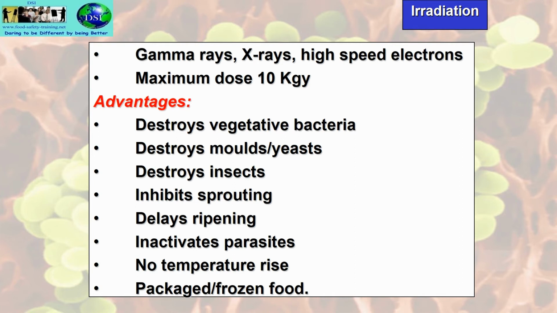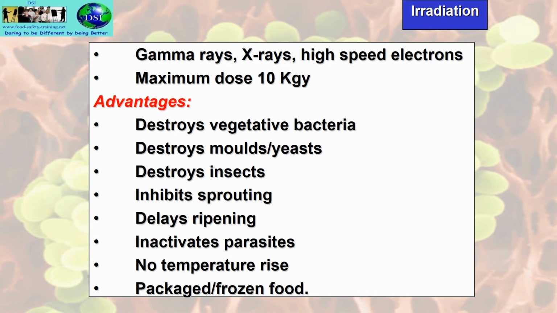Other ways of providing preservation are by the use of gamma rays, X-rays, and high-speed electrons. The maximum dose is 10 kGy. The advantages: destroys vegetative bacteria, destroys molds and yeast, destroys insects, inhibits sprouting, delays ripening, inactivates parasites. There's no temperature rise, and you can do it to packaged and frozen food.